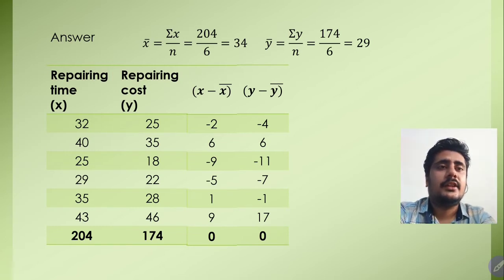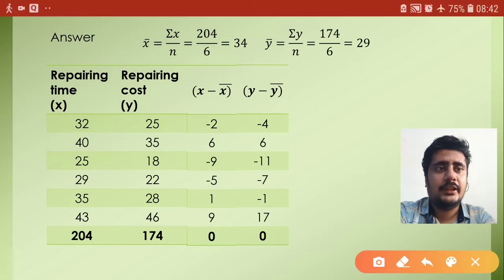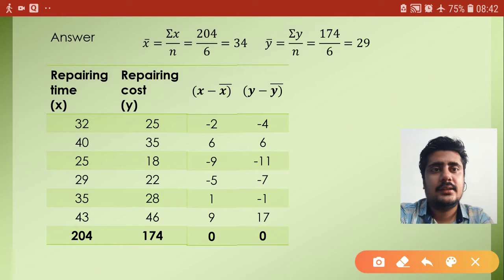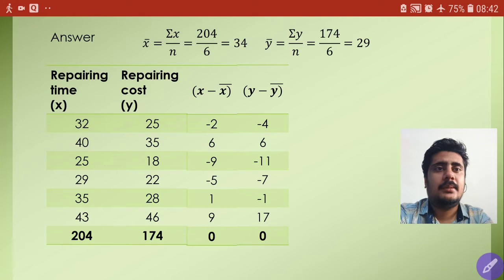Then what is y? 35. What is y bar? 29. 35 minus 29 is 6. You are getting what I am telling? You can see how I find y bar. See, this is y 25 and this is y bar 29. So 25 minus 29 is minus 4. This is y 35, this is y bar, 35 minus 29 is 6. Okay, I am talking about this. I hope you get it. Then 18 minus 29, you can see here it's 18 minus 29. It's minus 11. Okay. So this was our x minus x bar.